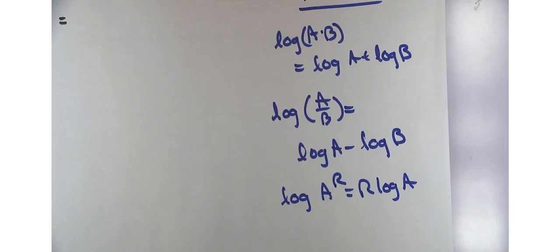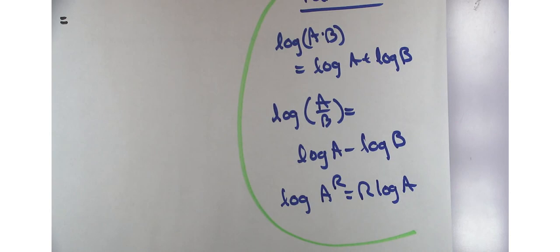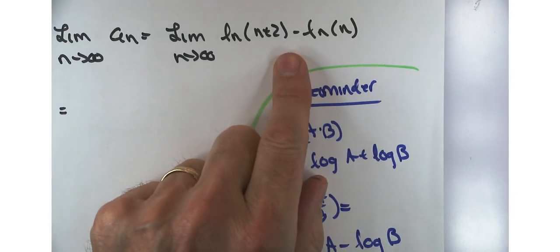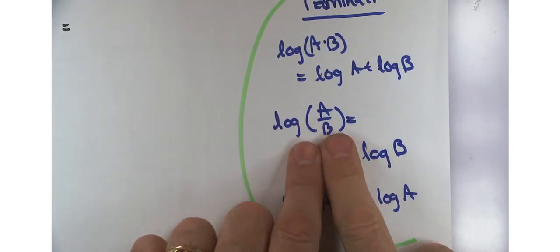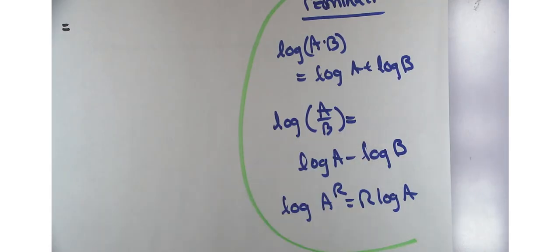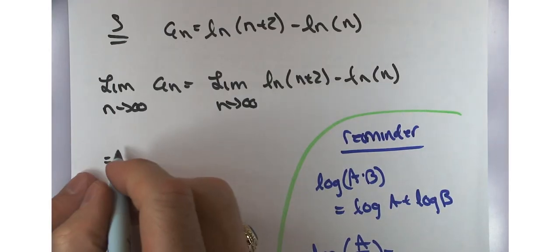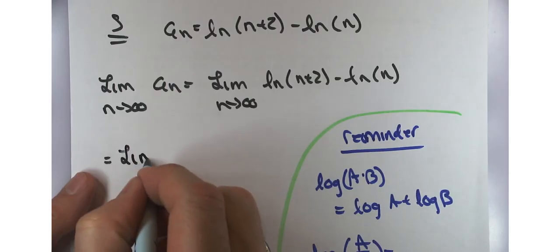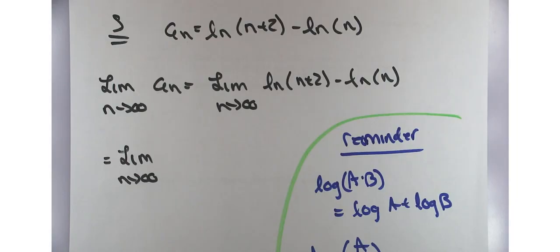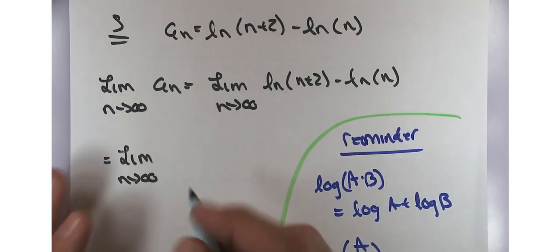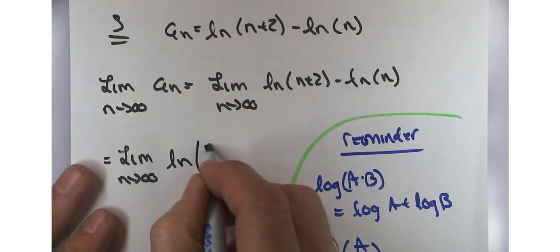Why do you suppose I gave that reminder to you here? Because we're subtracting. Yeah, you're subtracting. So what you want to do is rewrite the difference of the logs as the log of the quotient. So that's going to be the limit as n approaches infinity of what? What am I going to take that limit of? ln of n plus 2 over n.